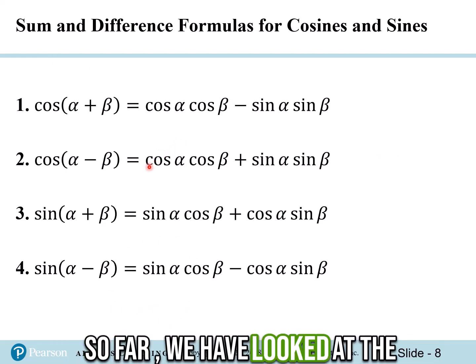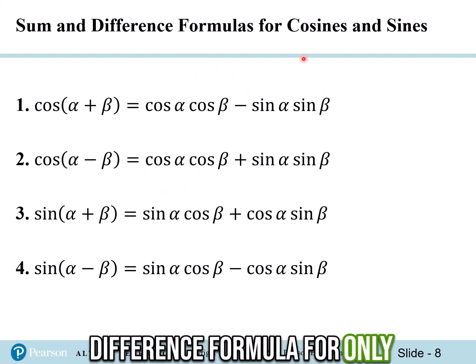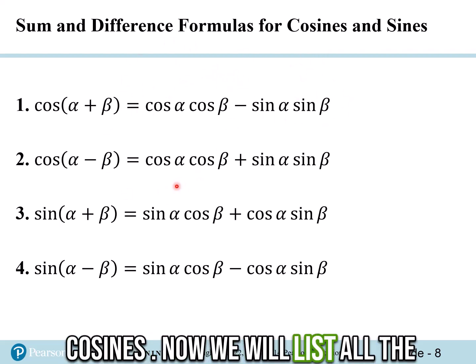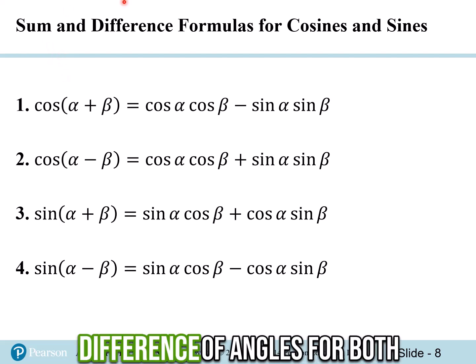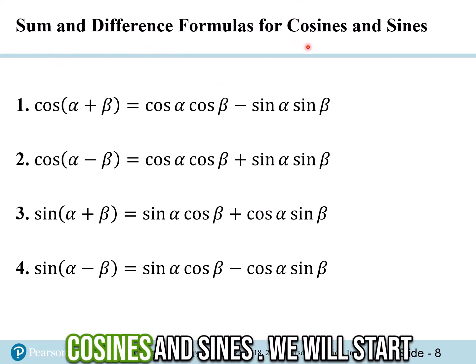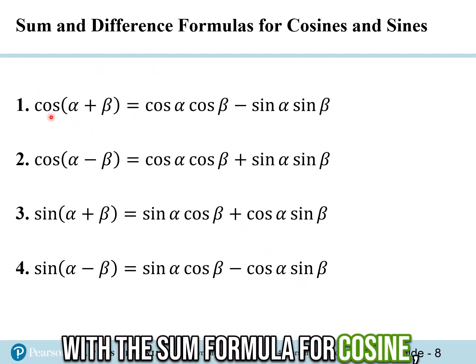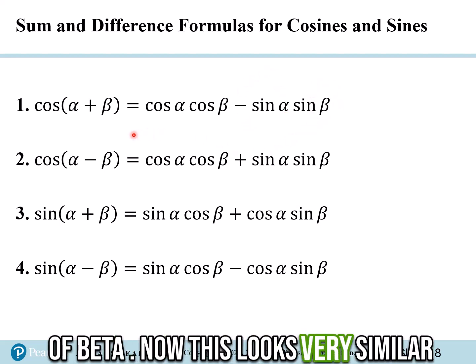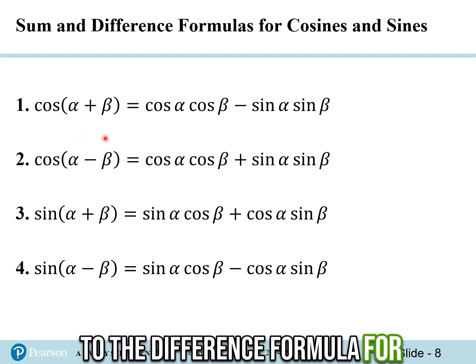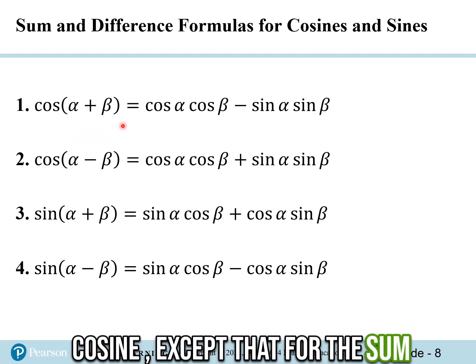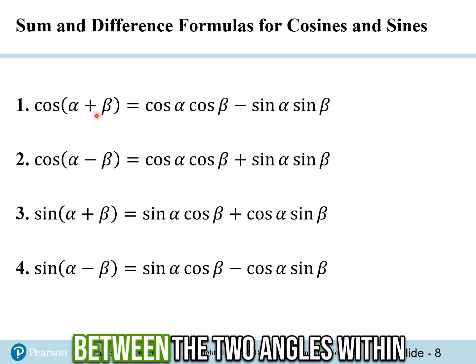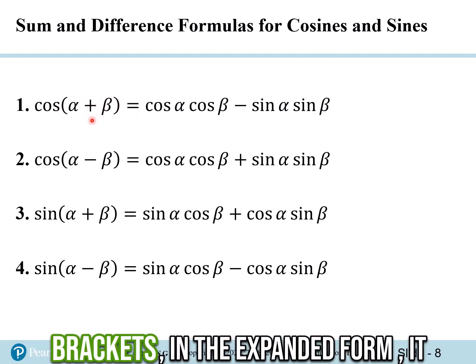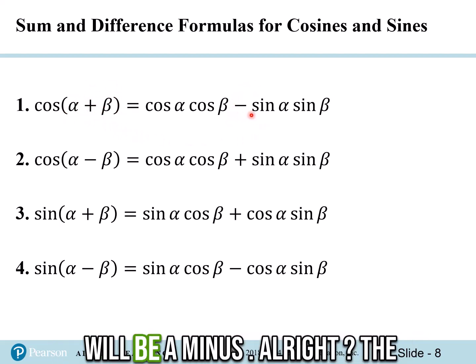So far, we have looked at the difference formula for only cosines. Now we will list all the formulas for the sum and difference of angles for both cosines and sines. We will start with the sum formula for cosine, which is cos of alpha times cos of beta minus sine of alpha times sine of beta. Now this looks very similar to the difference formula for cosines, except that for the sum formula, when you have a plus between the two angles within brackets, in the expanded form, it will be a minus.